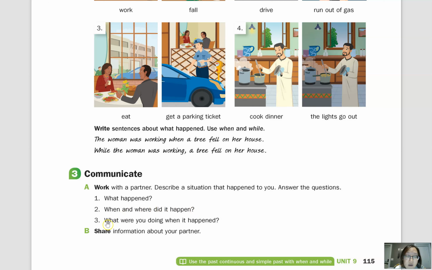So the number 3 says, what were you doing when it happened? So you might say, I was running to the gate. If you make one sentence, you could say, I was running to the gate this morning at the airport when the plane took off. So again, I was running to the gate at the airport this morning when my plane took off. Okay?